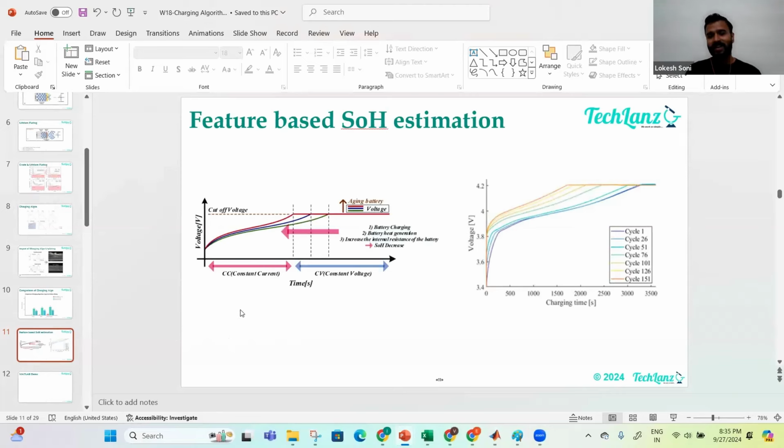So coming to this slide, as the health deteriorates with aging, the impedance of the battery increases, right? So naturally, we saw that because of impedance, the CV phase is triggered. So once impedance increases, the CV part triggers earlier. Because of that, the constant current duration reduces. That is one thing where you have to act based on the health. Vice versa can also be done.